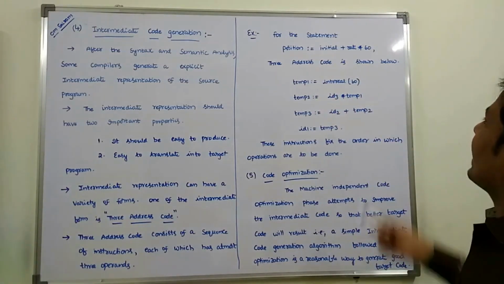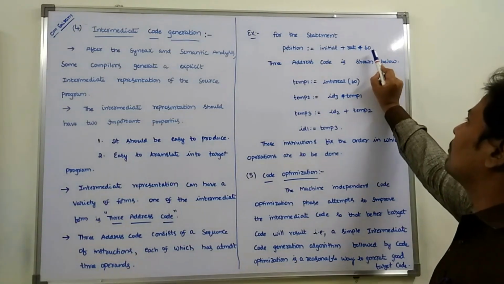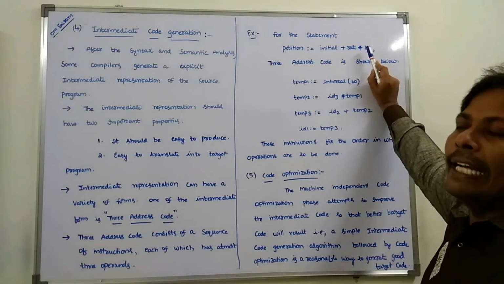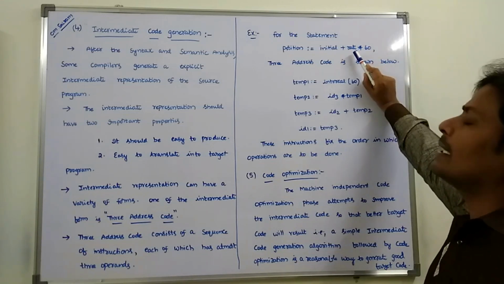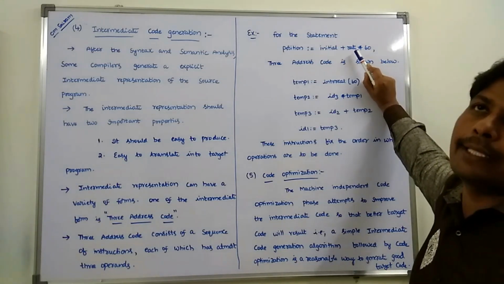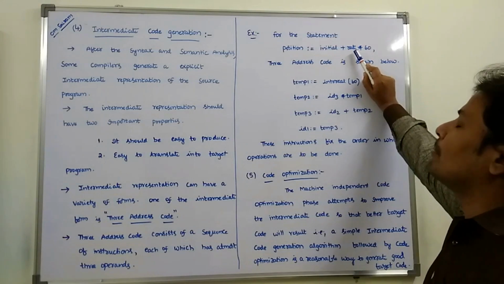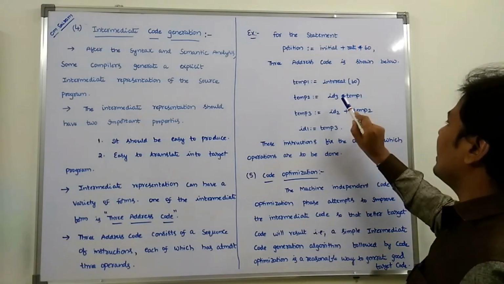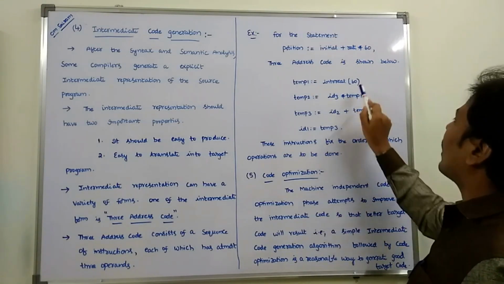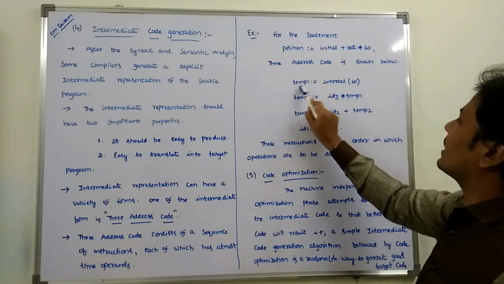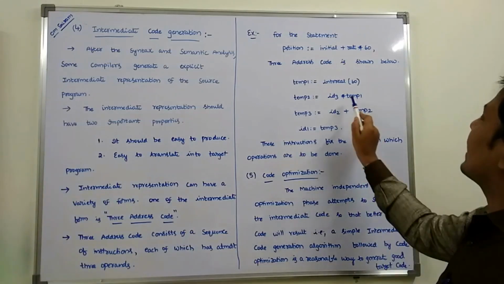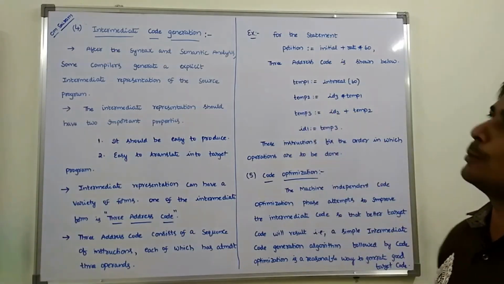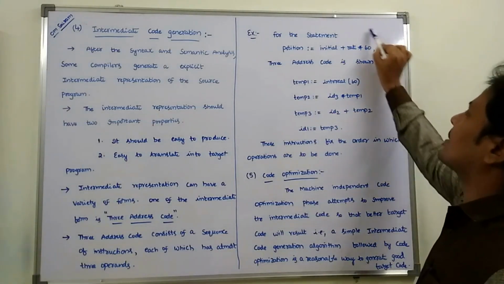Second, after converting this integer 60 into real, it can be multiplied with the identifier rate. Identifier rate can be treated as ID3. ID3 into whatever result we are getting, that is temp1. So ID3 into temp1 can be assigned to temp2. So now we are getting this result.